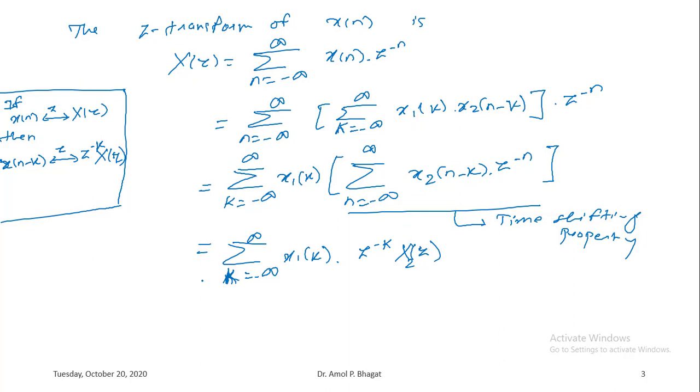Again in this case, the summation k equals minus infinity to infinity x1 of k into z to the power minus k is again nothing but the formula for the z transform.